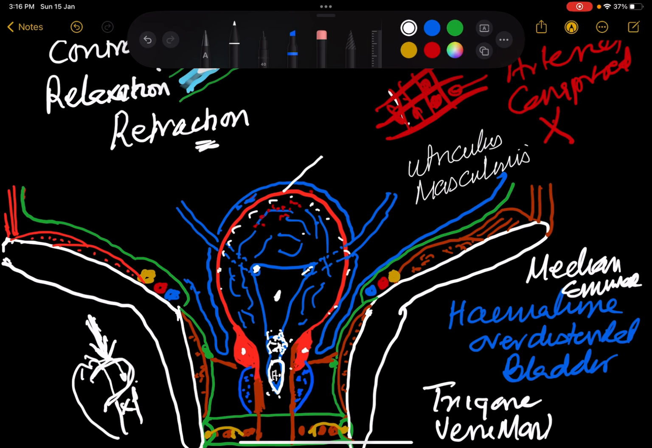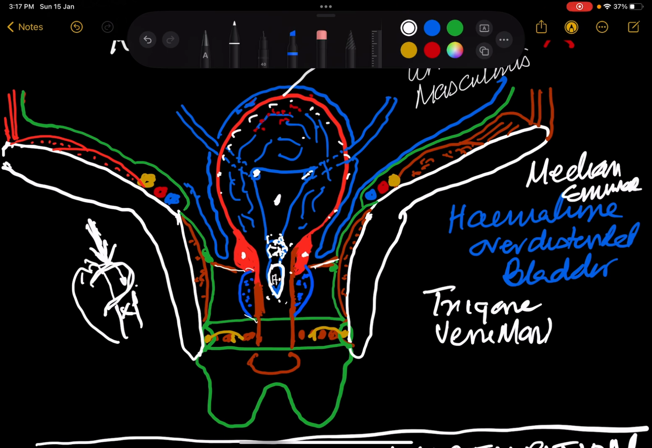This much part of the bladder up to the internal sphincter is in the pelvis. So this is the levator ani muscle. Then you have the prostate, the prostatic urethra, and then you pierce the deep perineal pouch. Here you have the membranous urethra. Then you pierce the perineal membrane, and this becomes the perineal urethra.